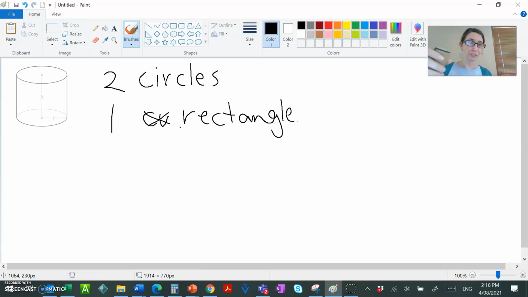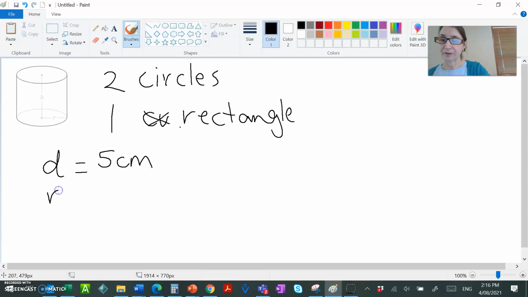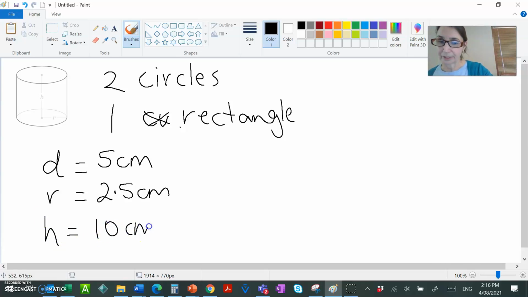So I'm just going to take my circle. I'm going to measure the distance from side to side. And that tells me that the diameter is 5 centimetres. And therefore the radius is going to be 2.5 centimetres. So that is our radius. And the other dimension we need for the cylinder is the height. So I'm just going to measure top to bottom on this toilet tube. And it turns out that the height of this cylinder is 10 centimetres.